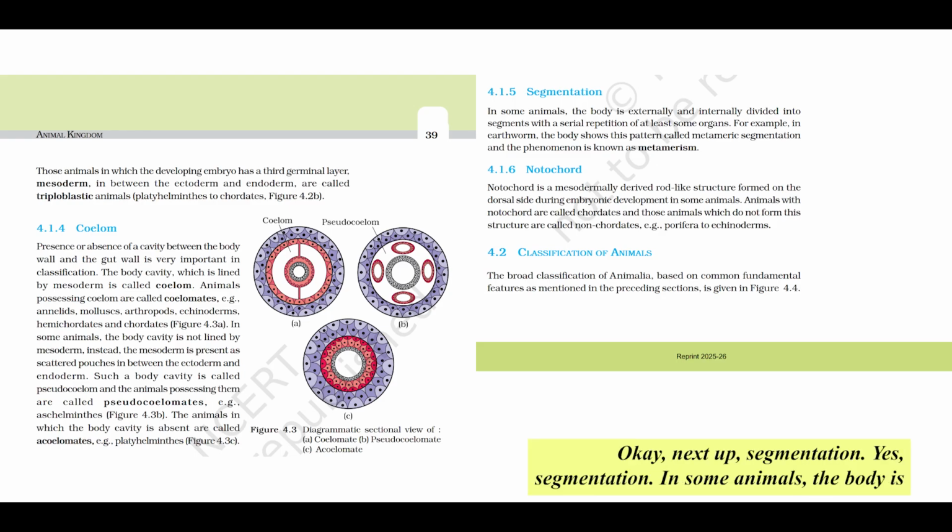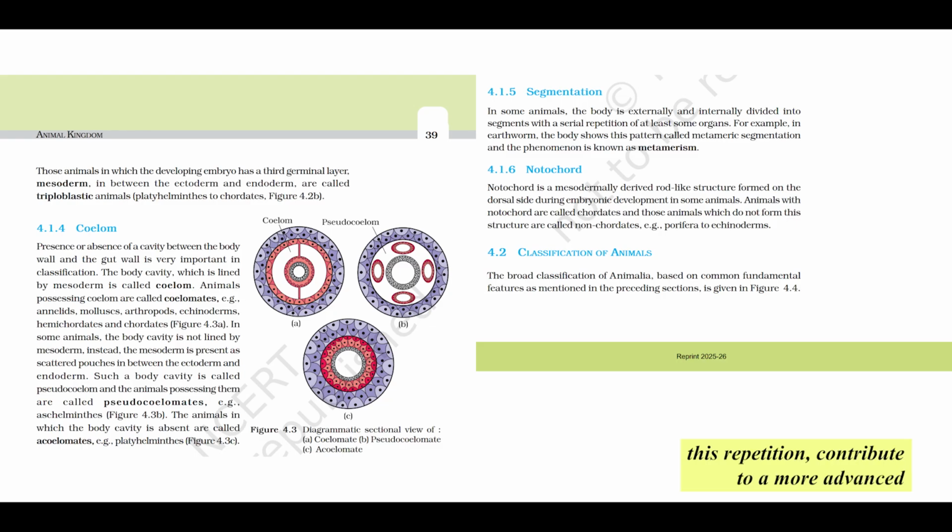Okay, next up, segmentation. Yes, segmentation. In some animals, the body is externally and internally divided into a series of repeated units or segments. This pattern is known as metameric segmentation, and the phenomenon itself is called metamerism. Like in an earthworm. You can clearly see the rings. The earthworm, an annelid, is the classic example. If you look closely, you see the ring-like segments. And within these segments, there's often a serial repetition of at least some organs like nerves, blood vessels, excretory organs. Segmentation allows for specialized functions in different segments and provides a significant advantage for efficient locomotion, especially for things like burrowing or crawling.